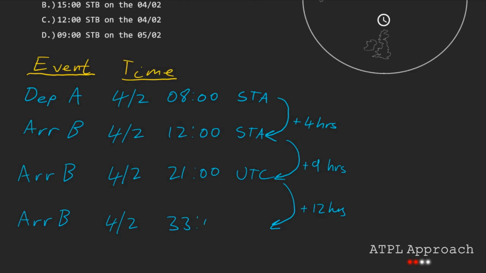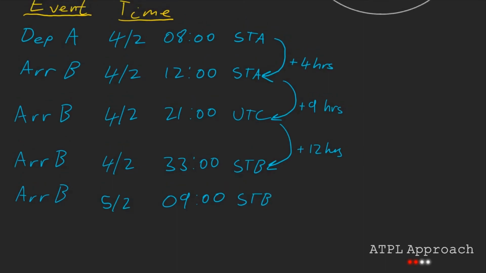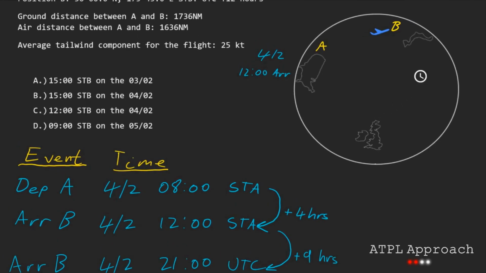Wait, what? 3300 hours isn't a real time. That doesn't matter, because we only use it for our working out. As we have too many hours, and are actually in the next day, we will need to subtract 24 hours and then add 1 day to our calendar. So 3300 hours on the 4th of February becomes 0900 hours on the 5th of February, therefore reaching our answer D.